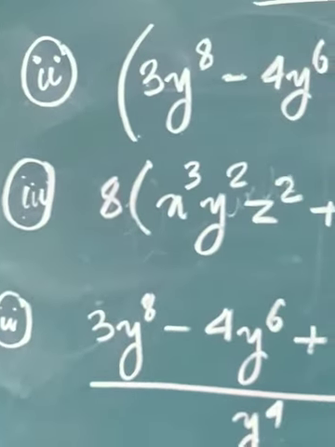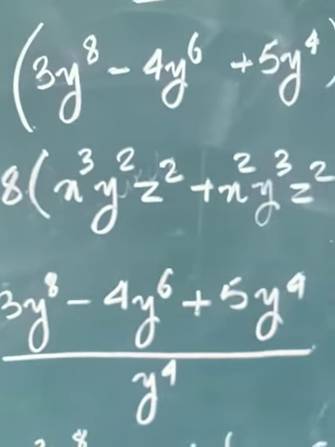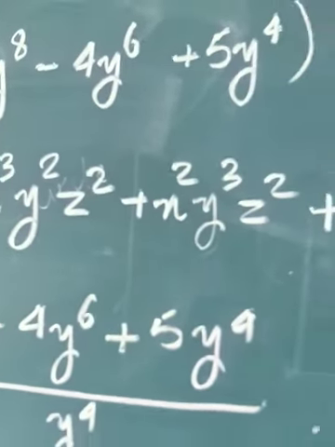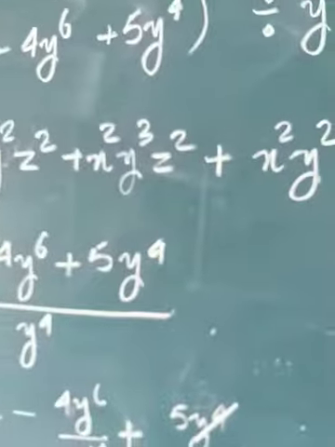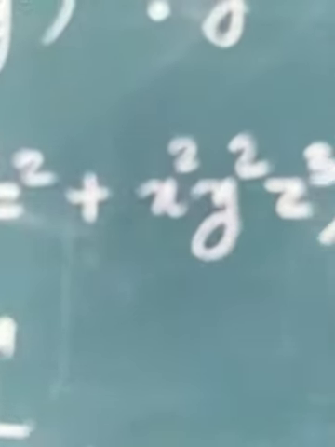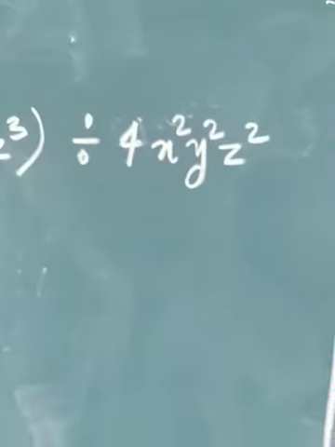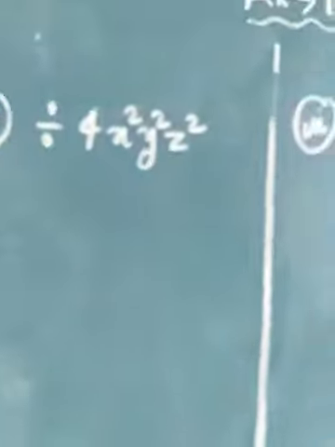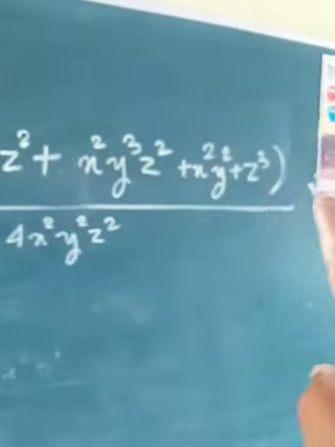Yes, now question number 3 has 8 outside the bracket, and inside the bracket there is x cube y square z square plus x square y cube z square plus x square y square z cube, bracket closed, and divided by what? 4x square y square z square. So again we are dividing a trinomial by one monomial term. So I've written this whole question in this format, students. See, in this way I've written.